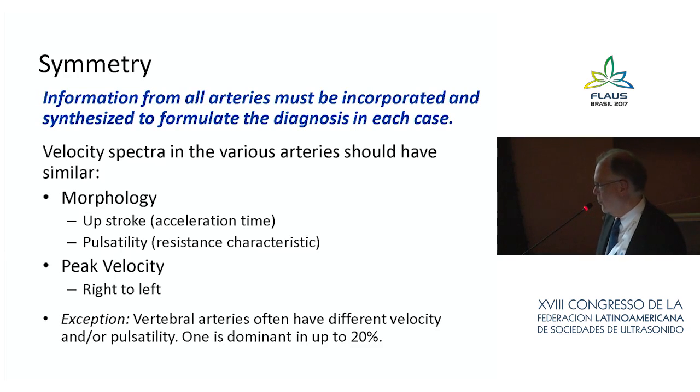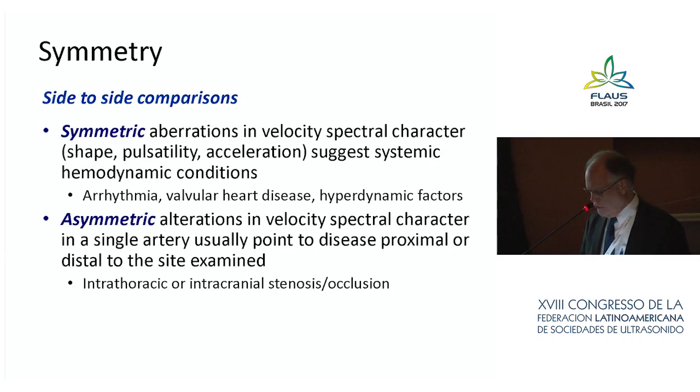There can be exceptions. The vertebral artery is one. There's often hypoplasia or asymmetry of the vertebral arteries in as many as 20 or more percent of people. So when you see symmetric aberrations in the shape, pulsatility, or acceleration, that generally suggests a central problem, a hemodynamic issue related to heart disease perhaps, or maybe the patient's physiological condition. If it's asymmetric, it often points to an artery that's beyond the area of insonation that has a problem with stenosis or other types of disease. Maybe intrathoracic, or it may be intracranial.